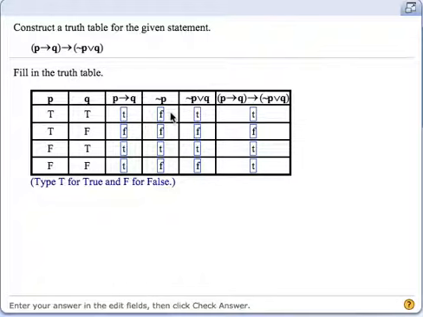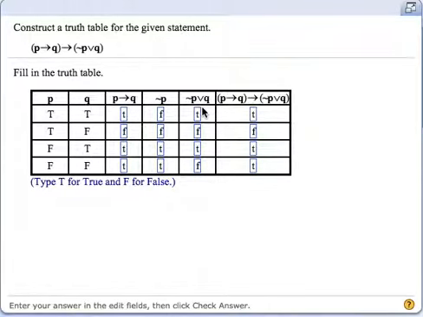Okay, looking at this next column. Again, that little squiggly means not P. So this is supposed to be the opposite answers of what we have as P. So true gives me false. True gives me false. True gives me false. Good. False gives me true. Yep, false gives me true, so this one needs to be true.